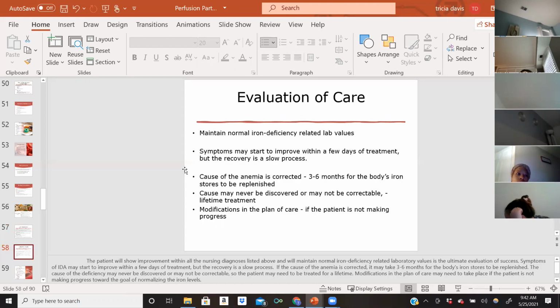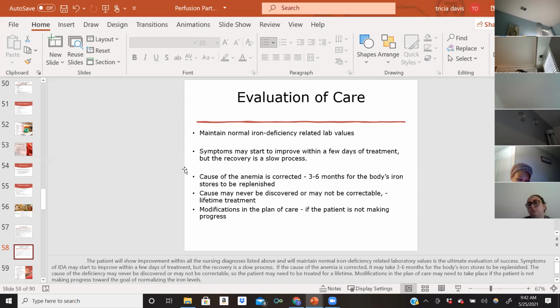So, evaluating our care. We will know that our interventions have been effective if our patients' iron deficiency related labs return back to normal or start trending normal. Sometimes, especially in the hospital setting, we don't see a complete fix of everything. We just see that patients are stable and things are going in the right direction. And if that happens and they're stable, then they go home.